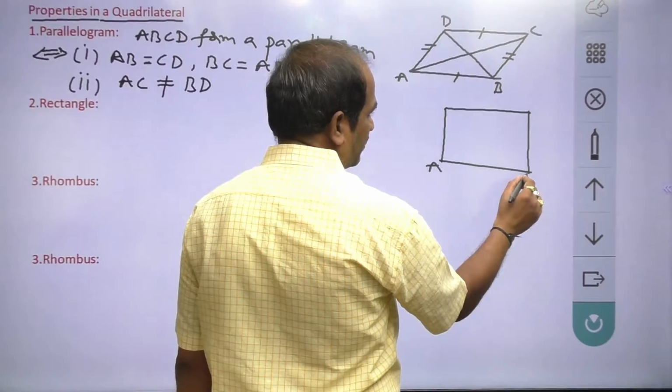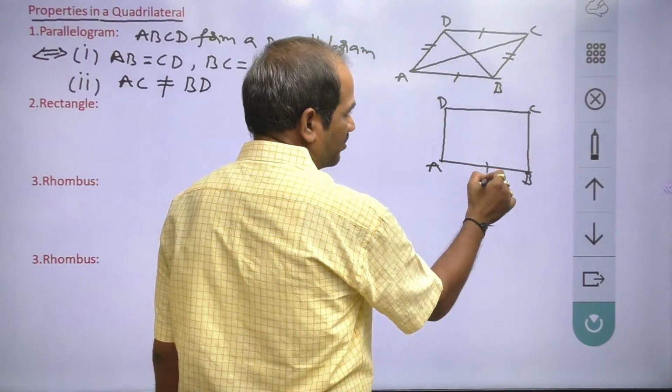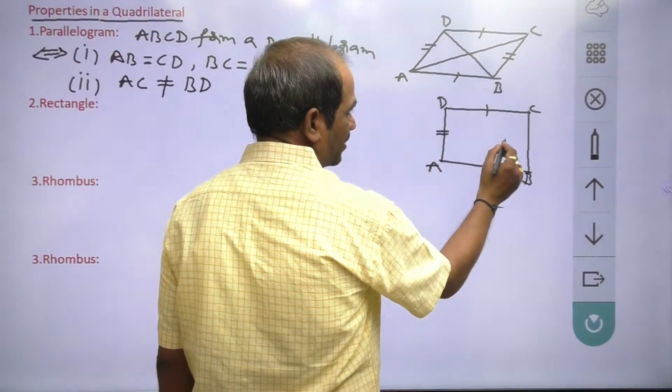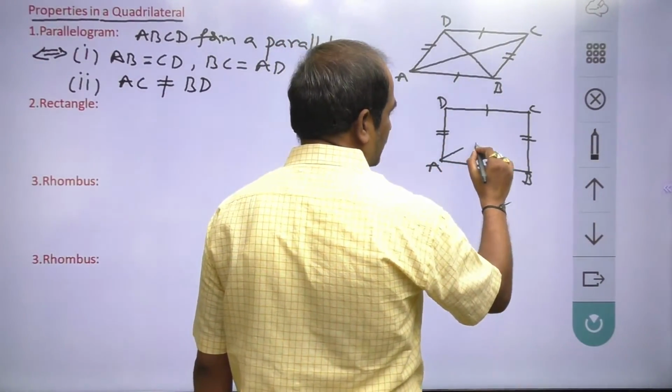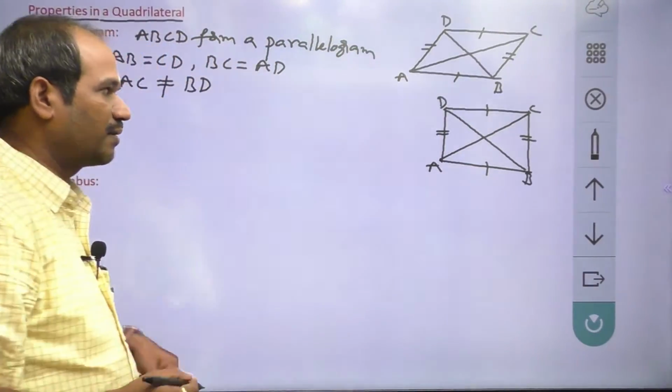See here in this rectangle ABCD, the lengths of opposite sides are equal, and the diagonals are also equal.